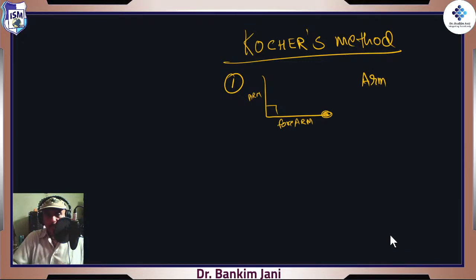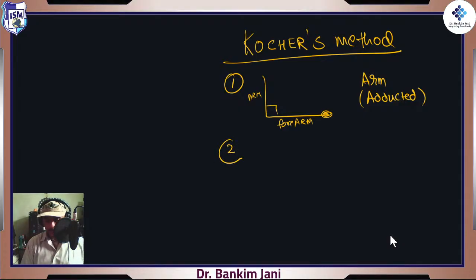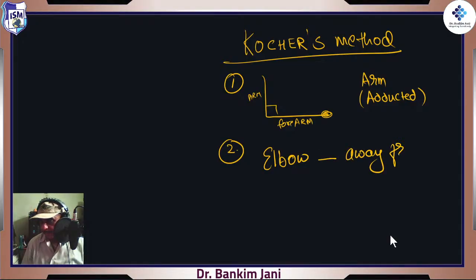It should not be like this. It should be near to the body. So how will we write it technically? That arm should be adducted. So this is abduction, this is adduction. So now I am in the correct position. Okay. Second step. Your elbow, right? You'll be holding the elbow, and then take it out. Holding the elbow and take it away from the body.